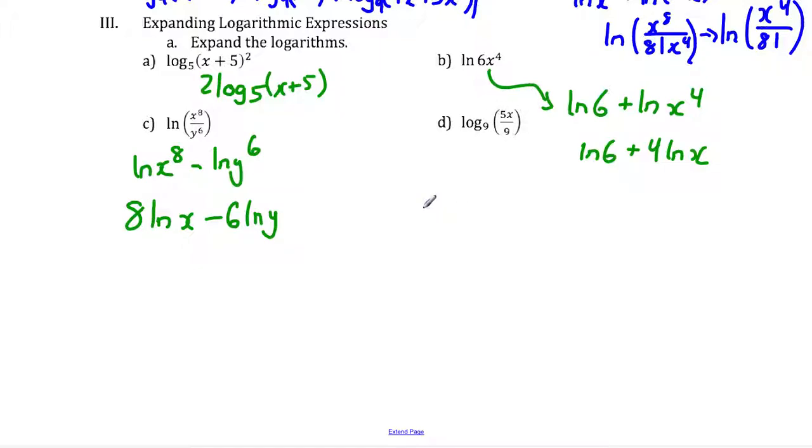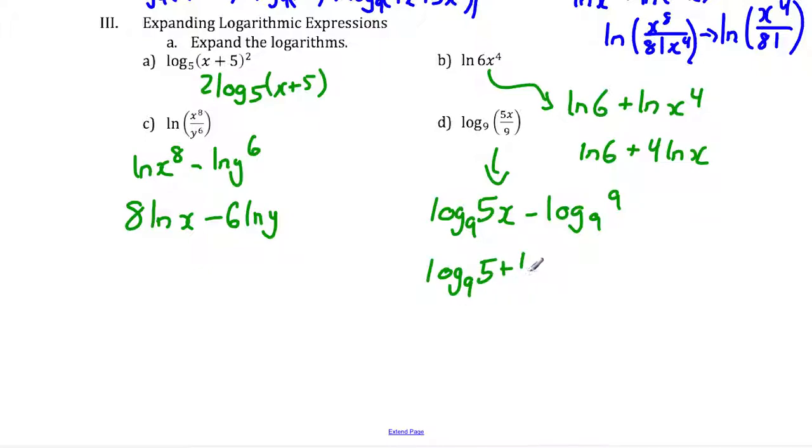Now, watch what happens with D. We get, first off, this quotient. So I get log base 9 of 5x minus log base 9 of 9. But look at what happens. This is actually a product. Don't miss this. This is going to be log base 9 of 5 plus log base 9 of x. Now I subtract log base 9 of 9. But when what you're taking the log of is the same as the base of that log, it just equals 1. So this is my answer here, log base 9 of 5 plus log base 9 of x minus 1.